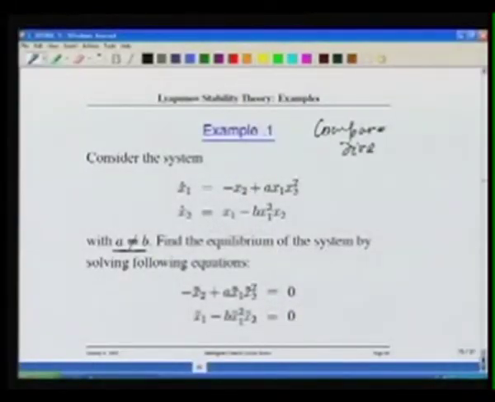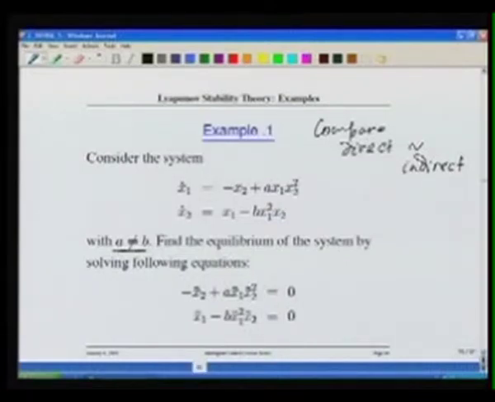Through this example we will compare direct versus indirect. That is, we linearize the system and look at the stability, and then as a whole we apply the direct method and look at the stability, and we will see what is the difference.